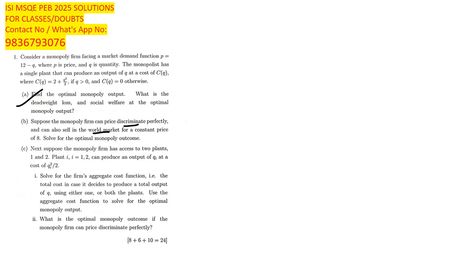So now the firm considers that it can sell beyond 6 units at a price which is being given as 8. So solve for the optimal monopoly outcome. Now, if profitable, let's calculate the profit from selling additional output at price equals to 8. We already know that the cost function is given as 2 plus q square by 2. This is the cost function. And what is the marginal cost?